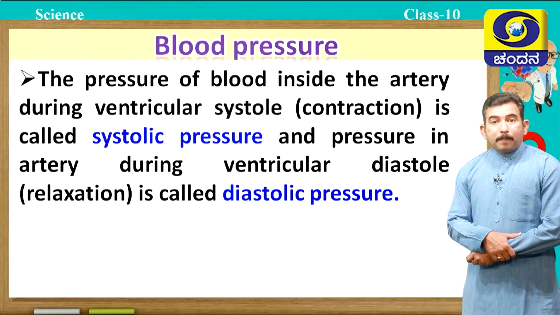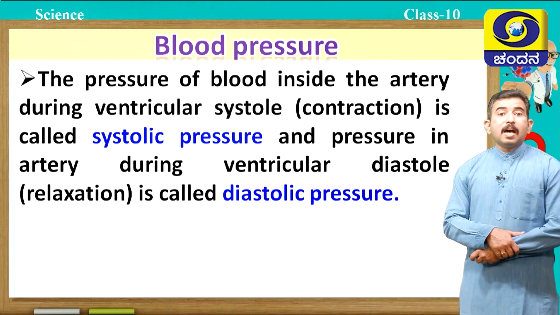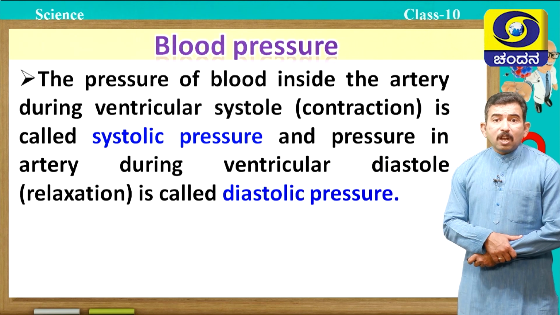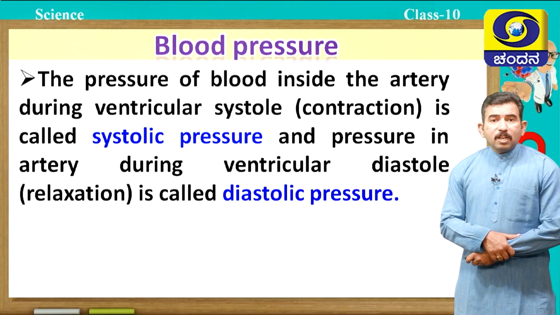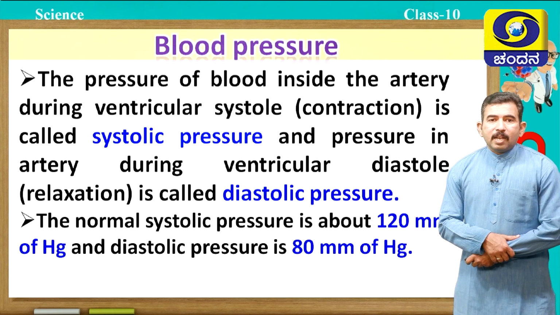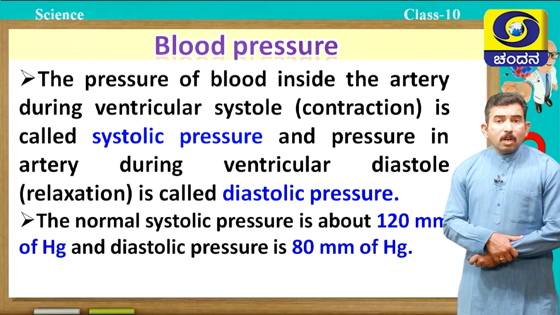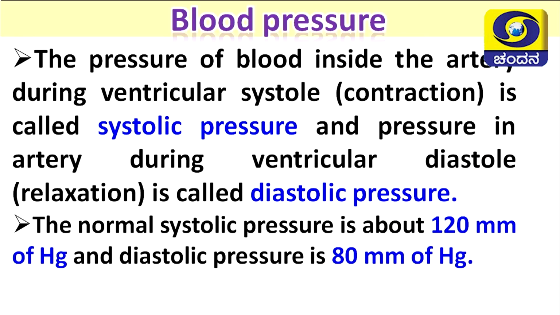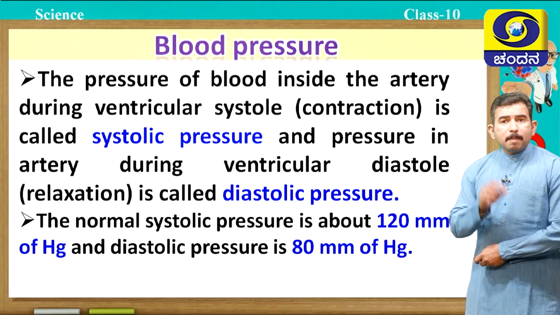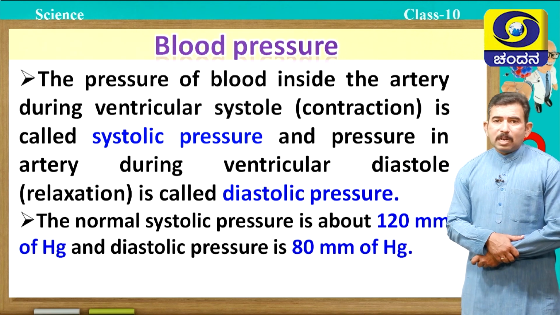The pressure of blood inside the artery during ventricular systole is called systolic pressure, and the pressure in the artery during ventricular diastole is called diastolic pressure. Normal systolic pressure is about 120 millimeters of mercury and diastolic pressure is 80 millimeters of mercury. Commonly, the blood pressure in a healthy man is 120 by 80.